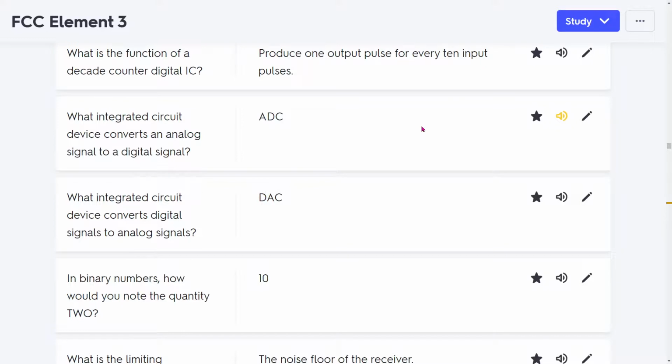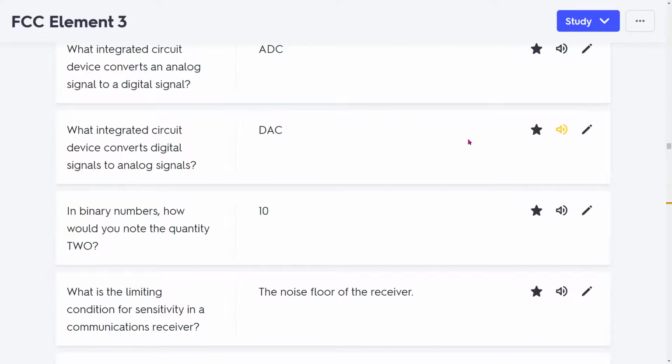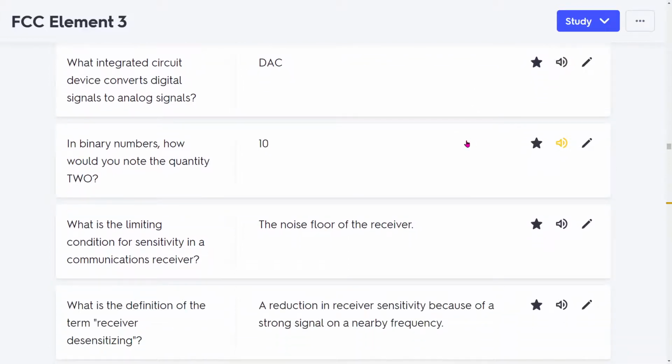What integrated circuit device converts an analog signal to a digital signal? ADC. What integrated circuit device converts digital signals to analog signals? DAC. In binary numbers, how would you note the quantity 2? 10.